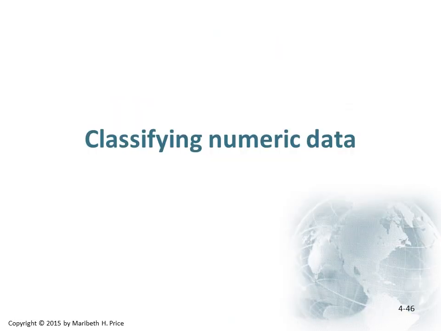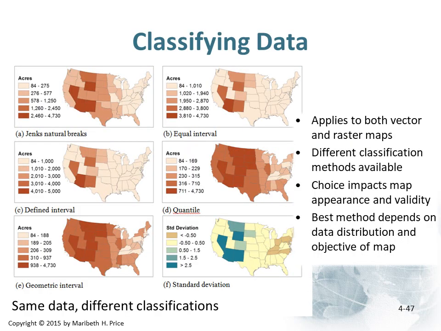How do we classify numeric data? Well, there's several ways. Here are the primary means of classifying data. These are the 6 that we apply to both vector and raster. There are other ones available. The choices impact map appearance and validity, and the best method depends on the data and what your objective is.